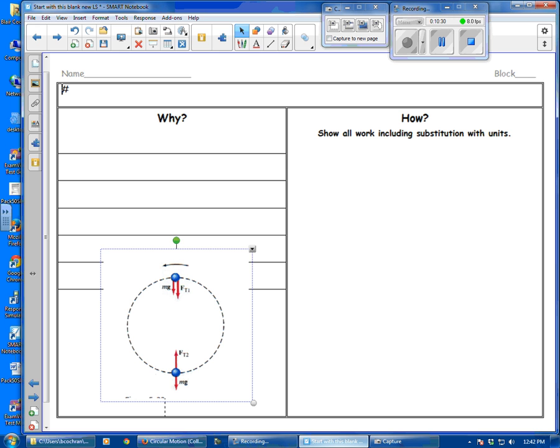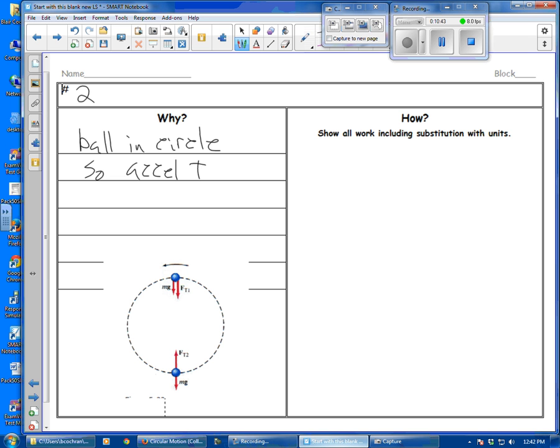Writing textual-wise in this, I would have something like: ball in circle, accelerates towards middle. Those types of things. But definitely some indication that you understand that the acceleration of the ball is going to be towards the center of the circle, since it is in circular motion.